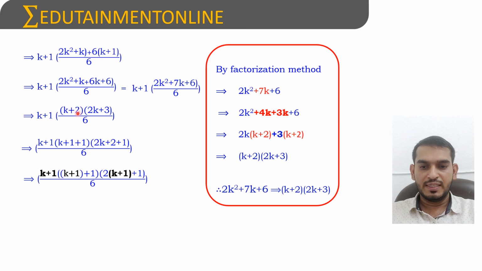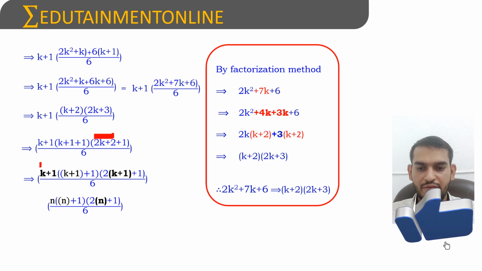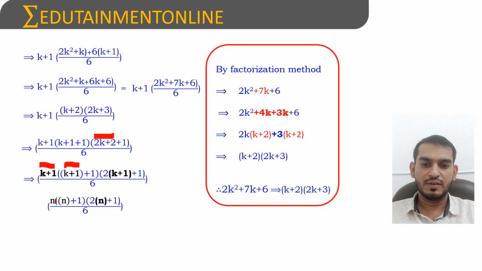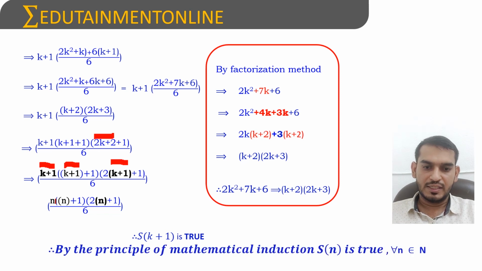Further, we can split this k plus 2 as k plus 1 plus 1, and 2k plus 3 as 2k plus 2 plus 1, and from 2k plus 2 we can take 2 common and write it as k plus 1 into 1. Now comparing this with the right hand side of the equation, in place of every n we have k plus 1. So here there is one n, and it is k plus 1. In place of n plus 1 we got k plus 1 plus 1, and in place of 2n plus 1 we have 2 into k plus 1 plus 1. Therefore, by the principle of mathematical induction, S of n is true for all natural numbers.